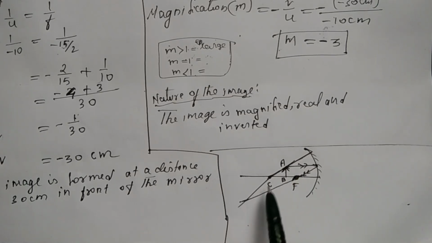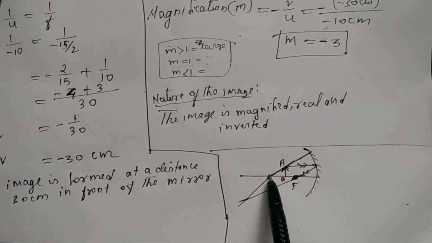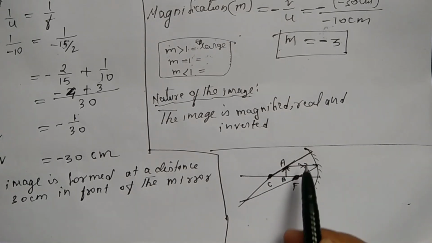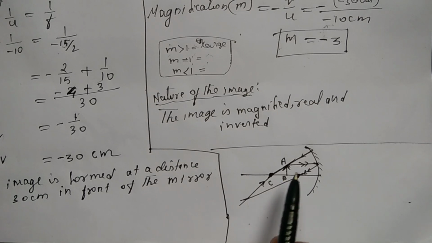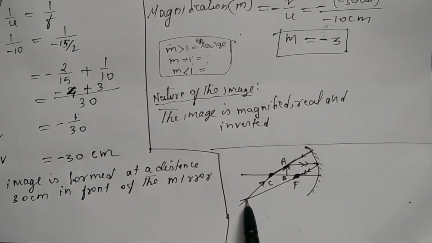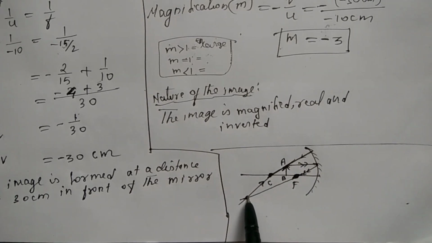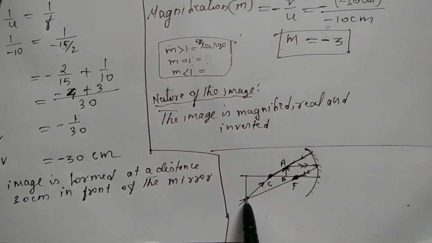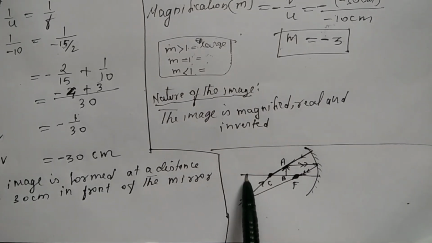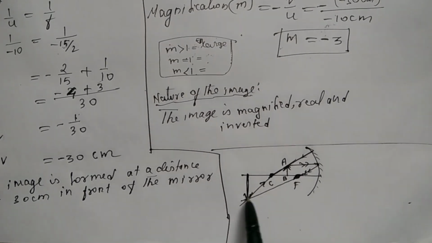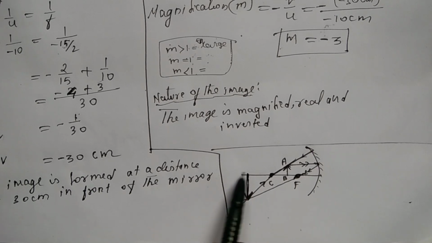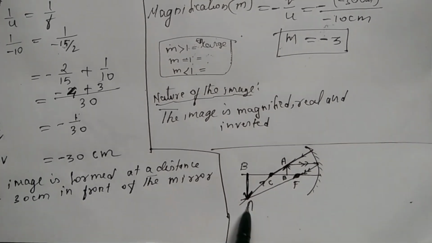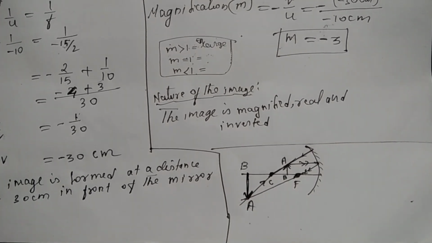This is the focus, and this is the center of curvature. This ray is the normal ray, right? Where the normal ray and the reflected ray intersect, the image is formed here. The image will form here, and this is inverted. This is head to tail, and inverted means tail to head, right? So this is the ray diagram for this numerical problem.